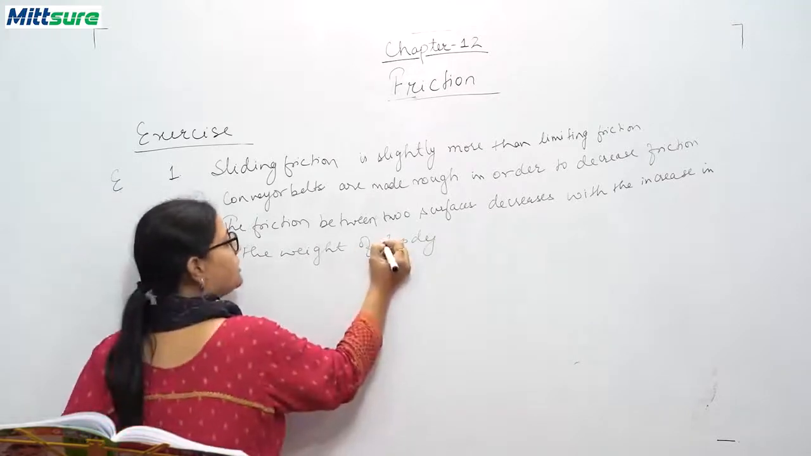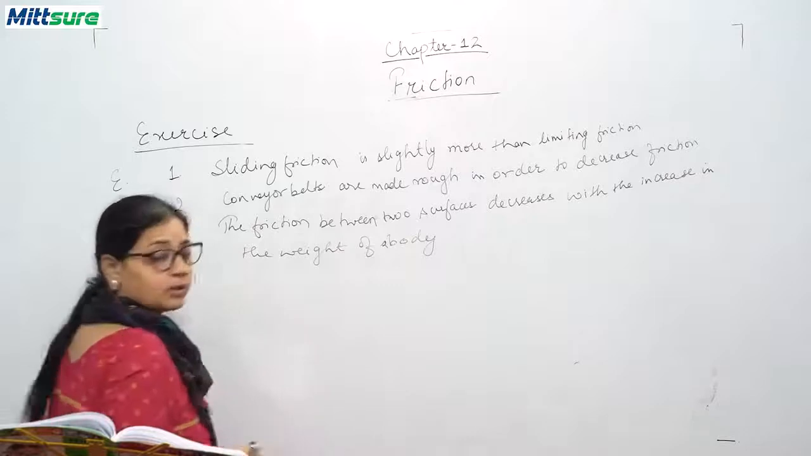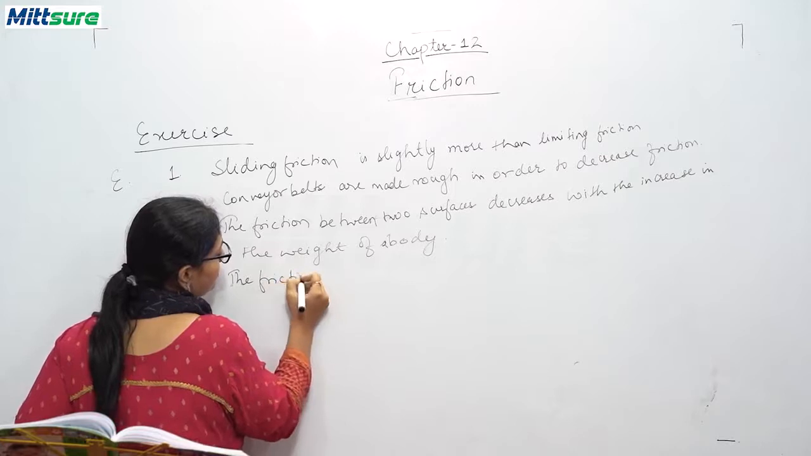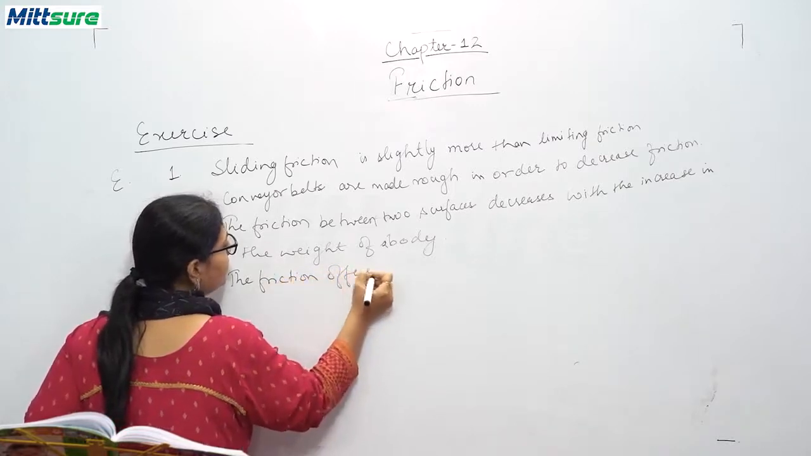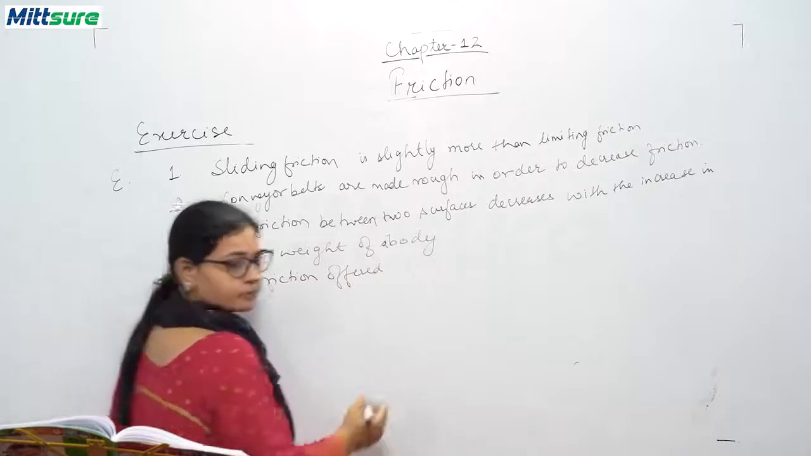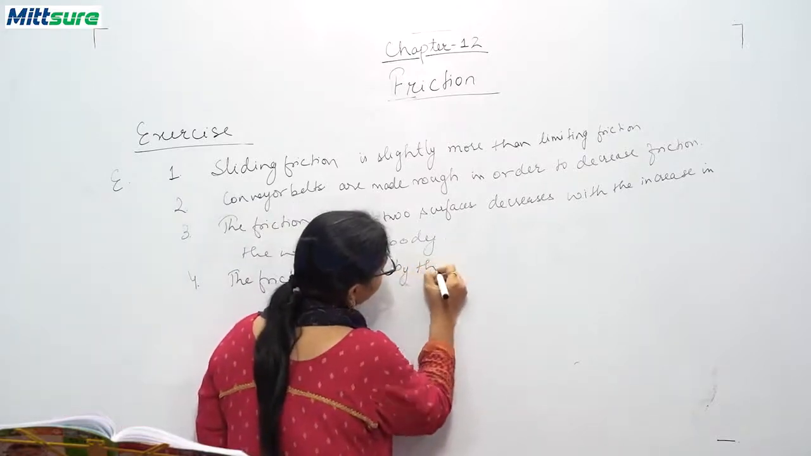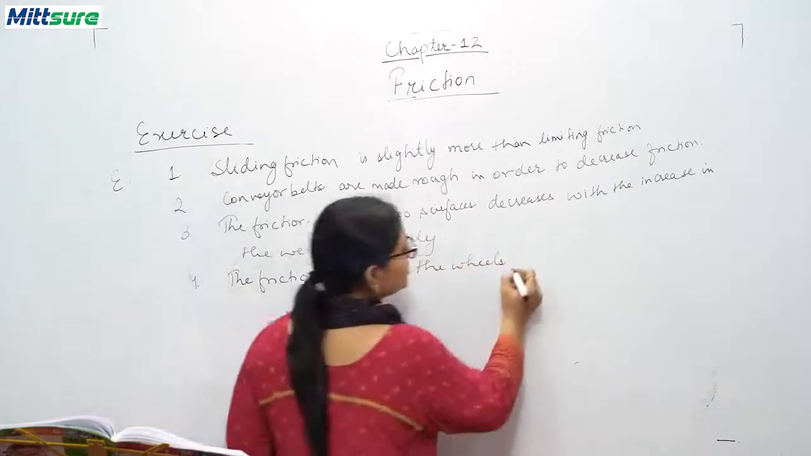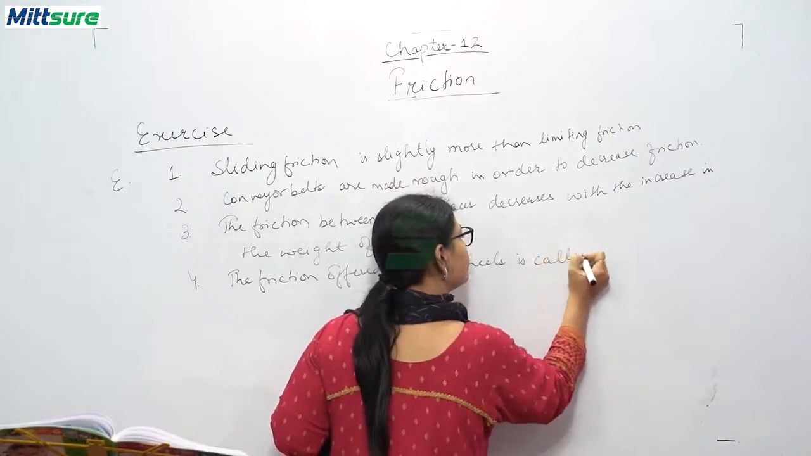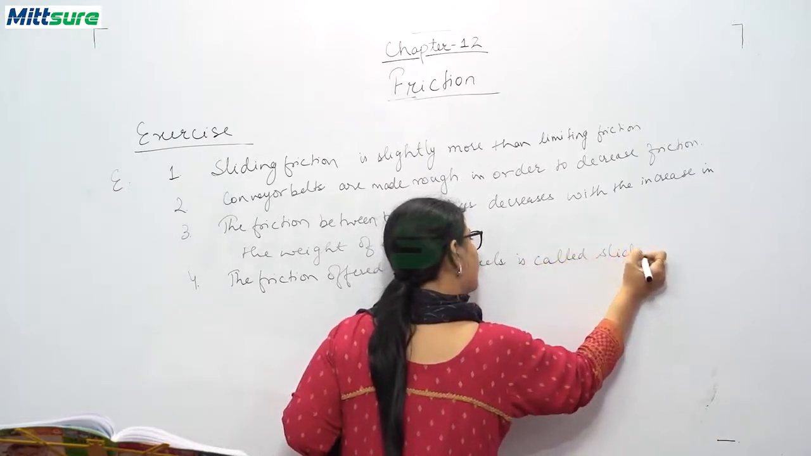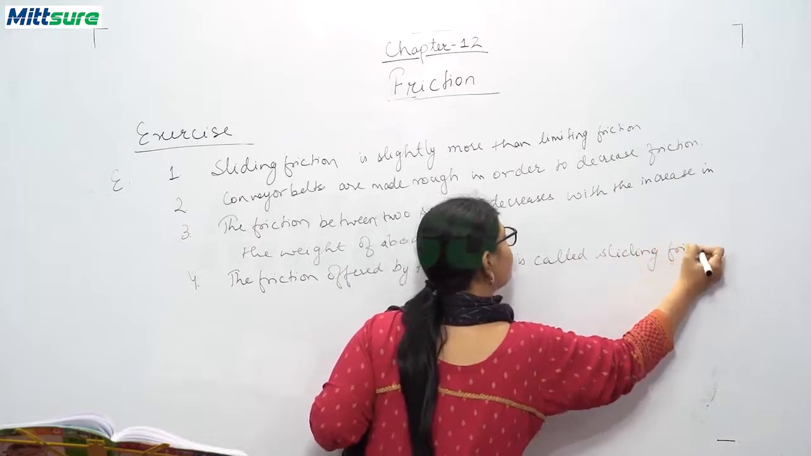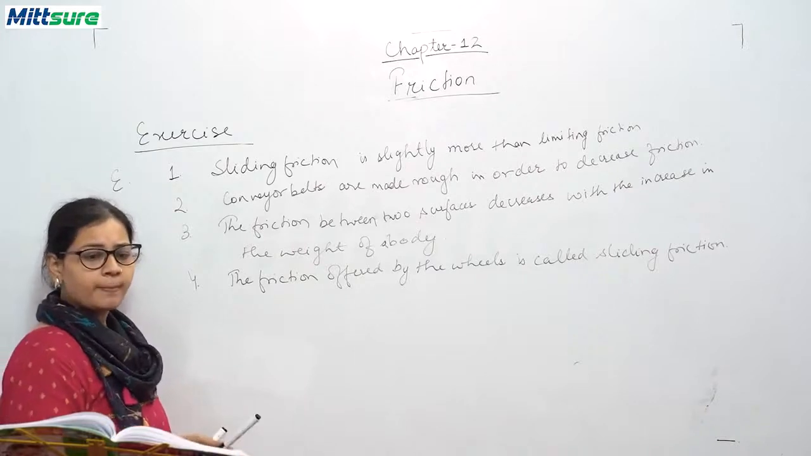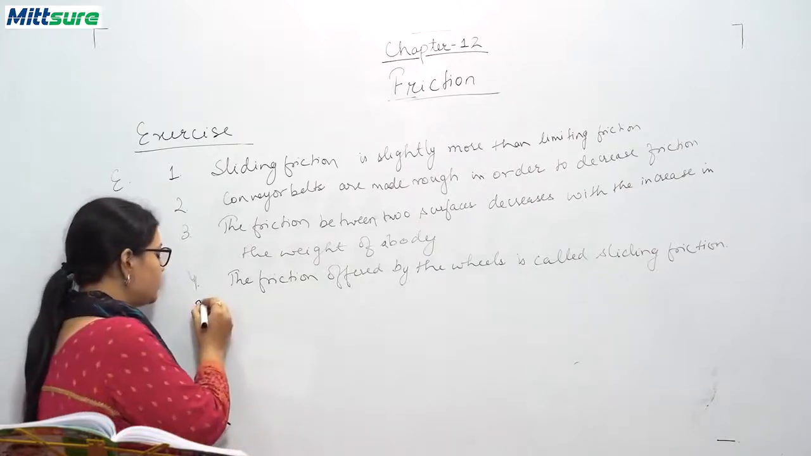Next statement is fourth. The friction offered by the wheels is called sliding friction. Okay. Now next question is the fifth one, and this is the last one.